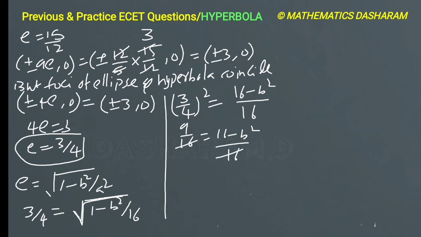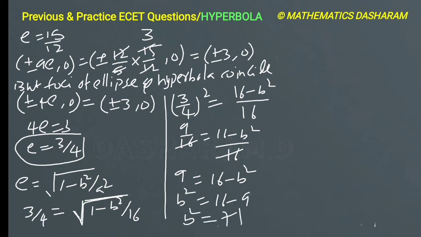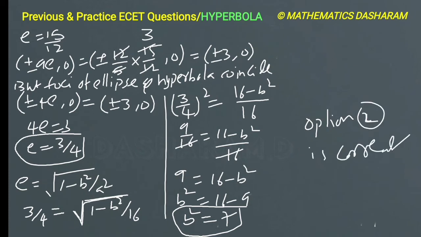Here both 16s are cancelled. 9 equals 16 minus b square, then b square equals 16 minus 9, so b square equals 7. So option 2, the second option, is correct.